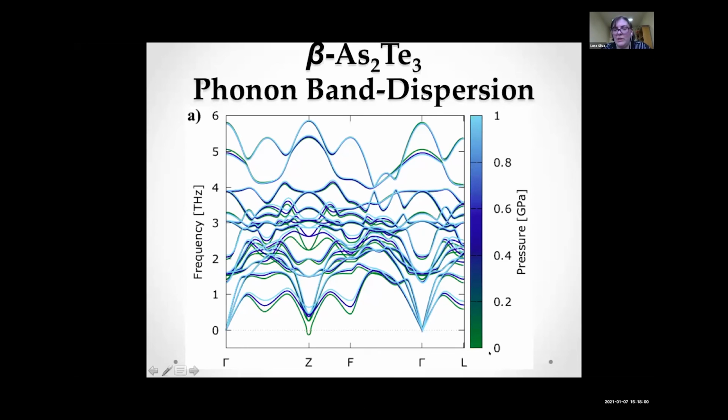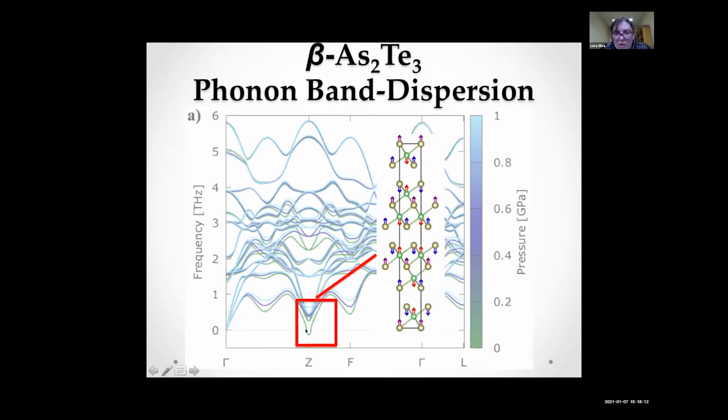This one goes from 0 gigapascal up to 1 gigapascal. At 0 gigapascal we see a slight instability. It's very small, a small fraction of the mode that goes negative, which represents a dynamical instability. However, this can be related to the theory that we are using, the harmonic approximation. Since the system is quite anharmonic, it could be due to the lack of anharmonicity that we are not describing, and therefore the small instability.